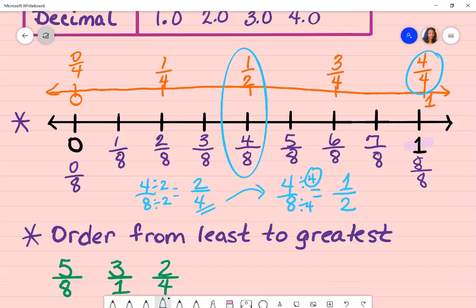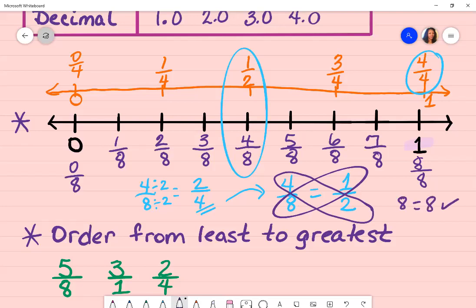If I still want to check it even further, what I can do is cross multiply. 8 times 1 is 8. 4 times 2 is 8. So 8 does in fact equal 8. So therefore they are equivalent.